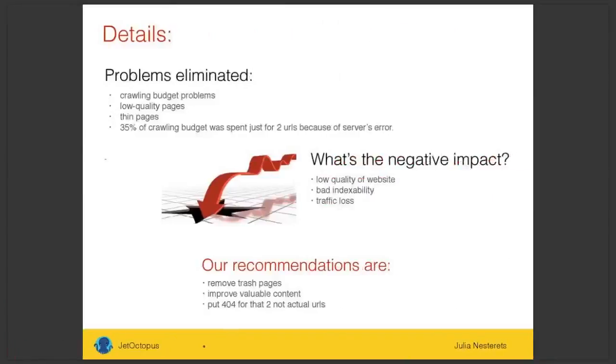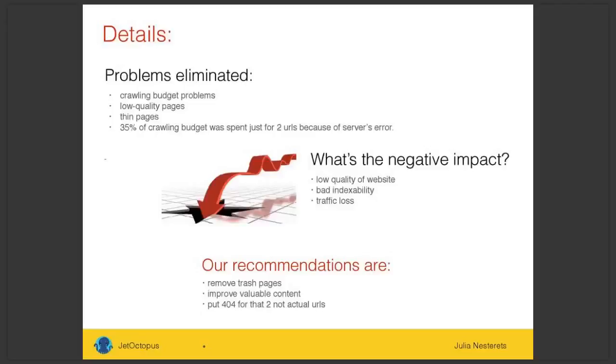So the details of this case: the main problems were with crawling budget, of course, low quality pages, thin pages, and there was an absolutely unprecedented issue with 35% of the crawling budget being spent on just 2 URLs because of server errors. And they would never find it without log files analysis, for sure.